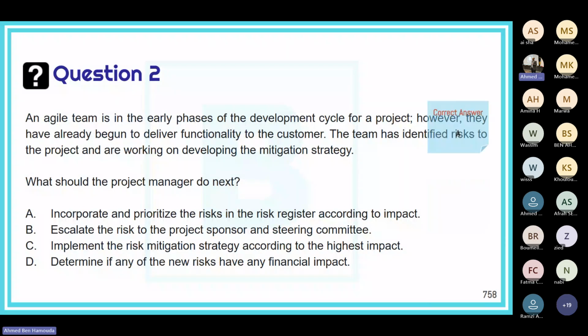So the right answer, of course, is to incorporate and prioritize the risks in the risk register according to the impact. Because here the team has identified risks and is working on developing the mitigation strategy. So next is to incorporate them into the risk register and prioritize them after the qualitative analysis. No need to escalate. We try to avoid escalation. We don't implement according to the highest impact, and answer D is not about determining the financial impact.